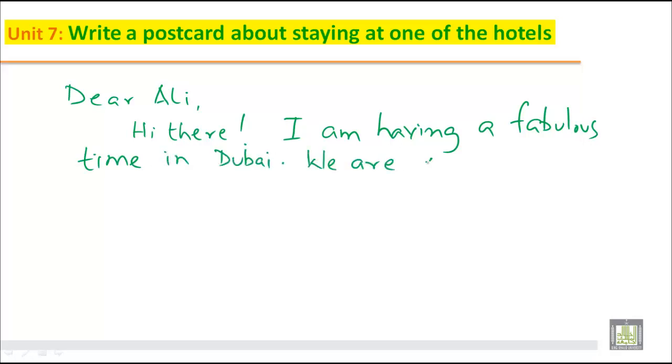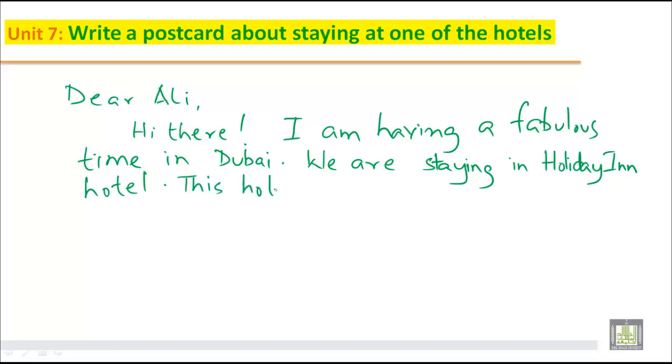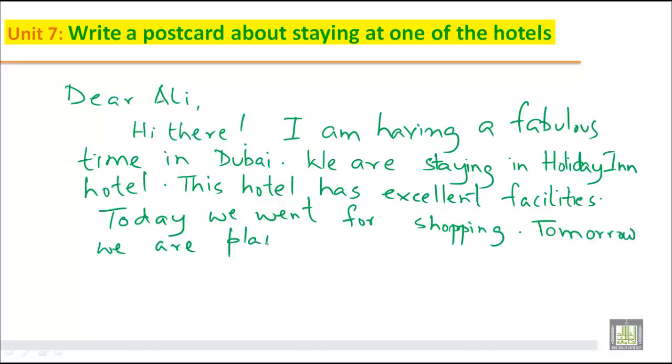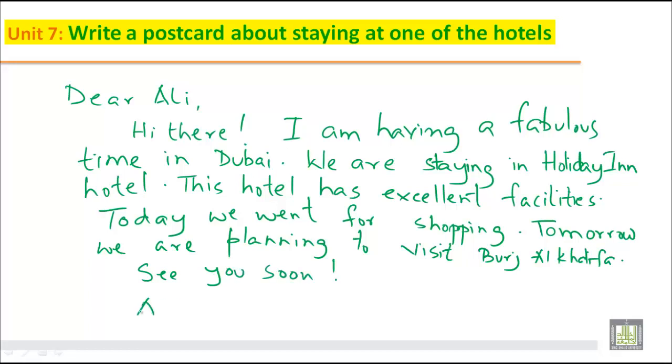We are staying in Holiday Inn Hotel. This hotel has excellent facilities. Then, since you are writing to your friend about the place, that is Dubai, today we went for shopping and tomorrow we are planning to visit Burj Al Khalifa. This is how you will end. See you soon. And you will write your name. If your name is Atif, you will sign off with your name.